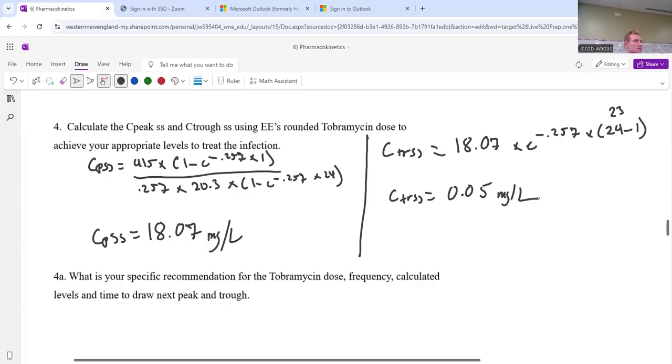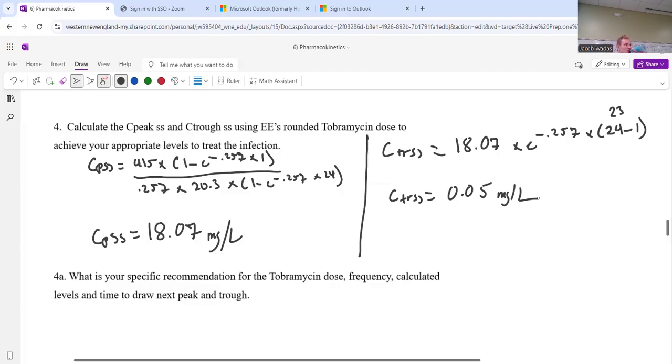Is this good? Amazing, it's perfect. So remember, we want our peak between, in this case, 16 to 20, and then we want our trough to always be below 1. Imagine a negative trough. Make sure your trough isn't higher than your peak. If you calculate that your trough is higher than your peak, redo your math because you're wrong.